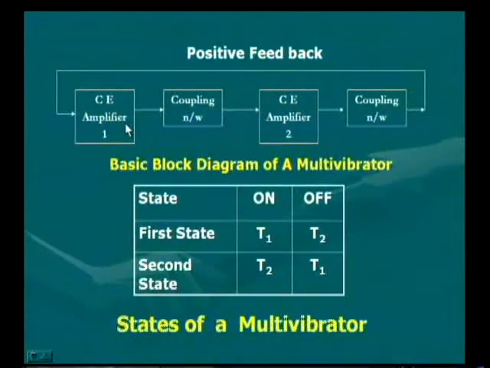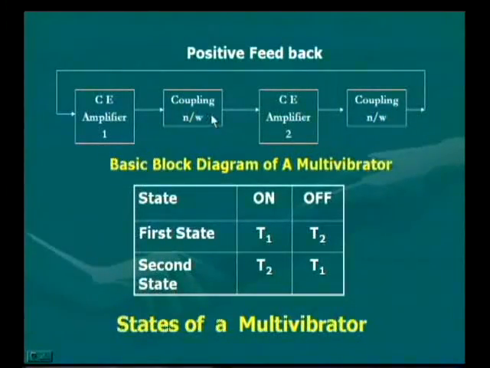Now we can see the basic block diagram of a multivibrator circuit. A multivibrator circuit consists of two stages of common emitter amplifiers which are coupled such that the output of each is connected to the input of the other stage and vice versa, and these two stages are coupled by some coupling network.